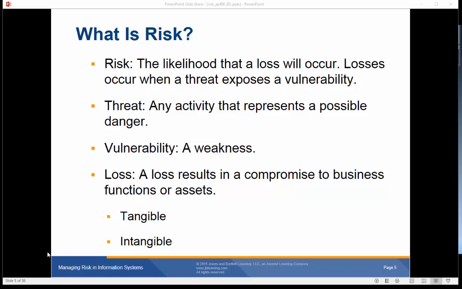So what are some of the compromises to business functions? Let's say, for instance, salespeople regularly call or email customers. If the capabilities of either phones or emails are reduced, sales are reduced. A website sells products on the internet. If the website is attacked and fails, then sales are lost.